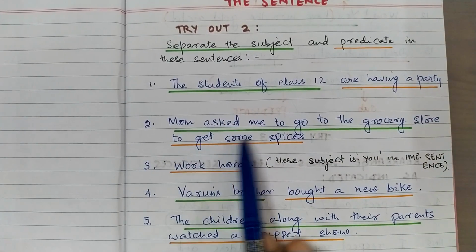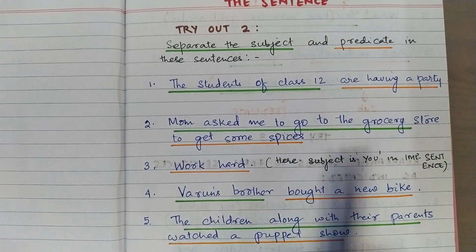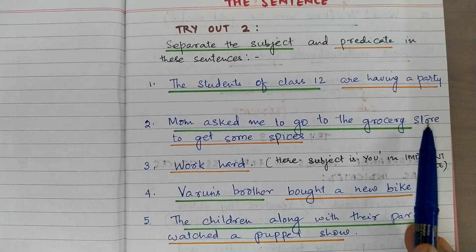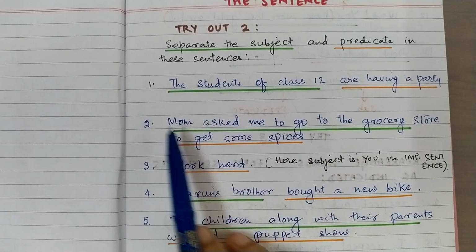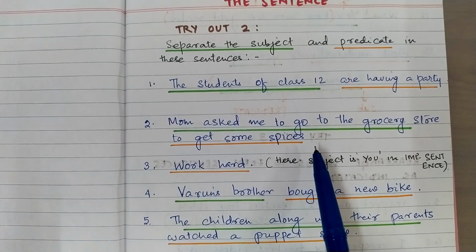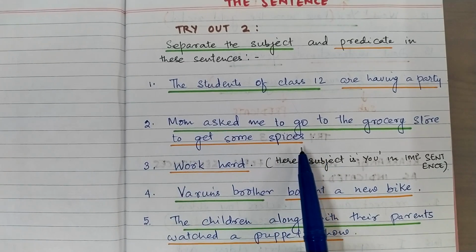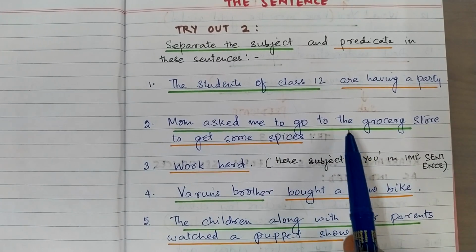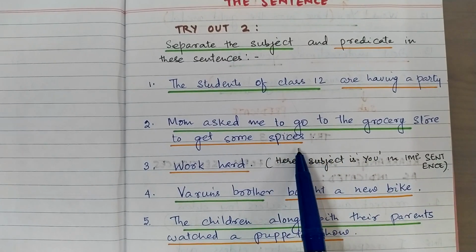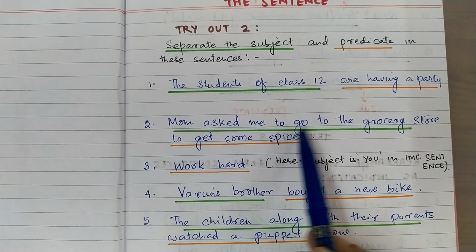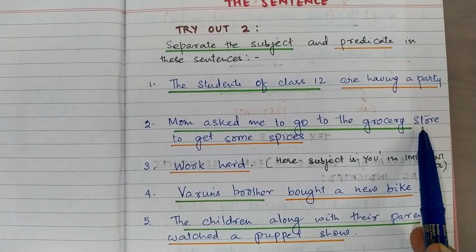Number 2, mom asked me to go to the grocery store to get some spices. Now mom asked me to go to the grocery store is the subject. To get some spices. Why has she sent me to the grocery store? To get some spices. So that part of the sentence which tells what action is being done by the subject is the predicate. So here to get some spices is the predicate and mom asked me to go to the grocery store is the subject.